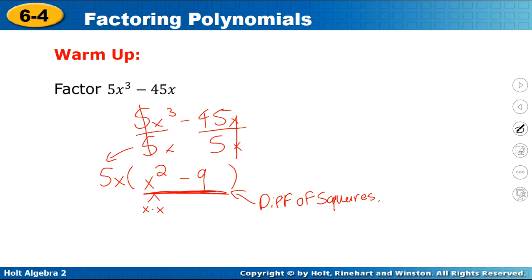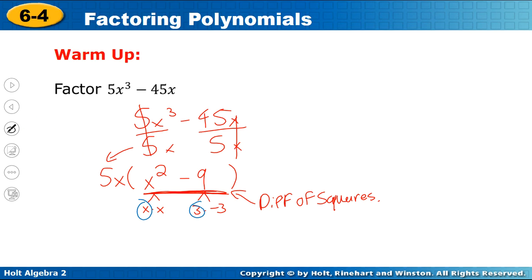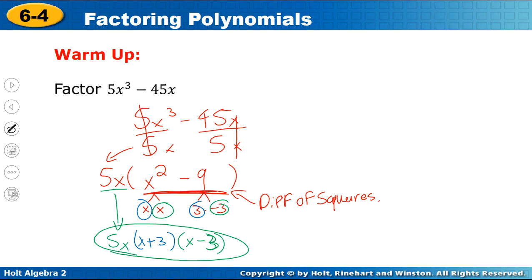x squared is x times x. 9 is 3 times negative 3. So when we pair these up, an x with a 3, we get an x plus 3. And then the x with a minus 3, we get x minus 3. But don't forget the 5x that was on the outside is still on the outside. So my final answer here is 5x times x plus 3 times x minus 3. So make sure you fully factor. Sometimes you have to factor multiple times in one problem, but keep going until you can't factor anything else. Okay? That'll end it here, guys. We'll see you in another.